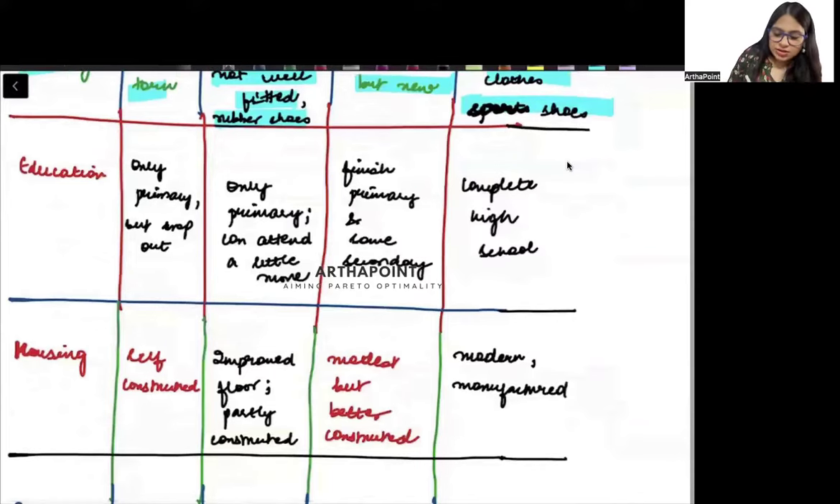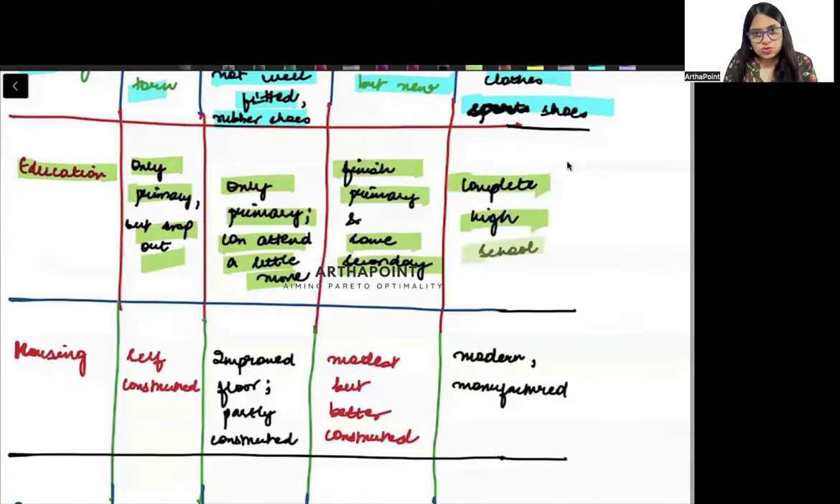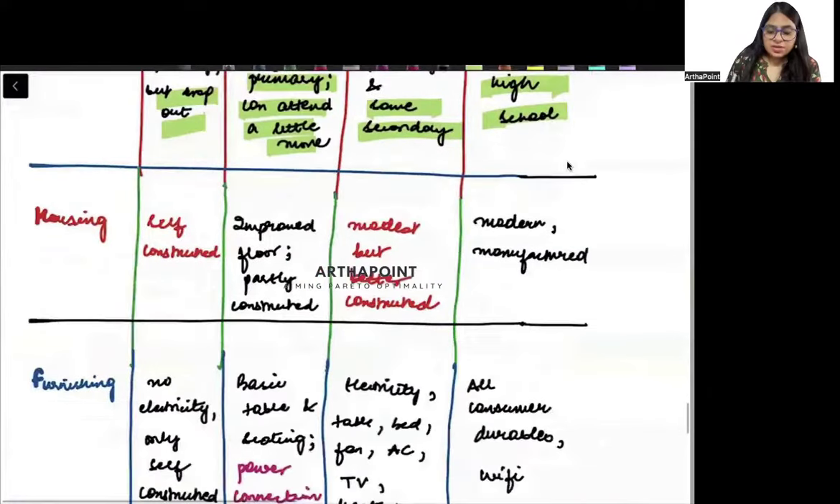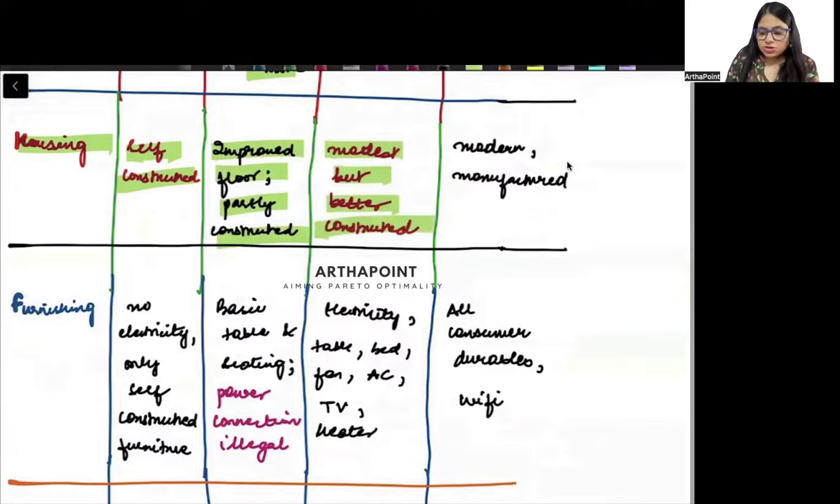फिर एजुकेशन में आते हैं. हियर बहुत डिफिकल्टी से प्राइमरी एजुकेशन, बहुत ज्यादा ड्रॉप आउट्स रहेंगे. हियर देयर इज प्राइमरी एजुकेशन बट यू कैन अटेंड अ लिटिल मोर. You can finish primary and some part of secondary and you can finish high school also. फिर हाउसिंग में आते हैं. हाउसेज आर सेल्फ कंस्ट्रक्टेड, कच्चा हाउसेज होते हैं. यहाँ पे कंपेरेटिवली बेटर होते हैं, इम्प्रूव्ड फ्लोर होते हैं बट पार्टली कंस्ट्रक्टेड होते हैं. दीज आर मॉडेस्ट एंड बेटर कंस्ट्रक्टेड. और यहाँ पे ये वाले जो होते हैं लास्ट में, दे आर वेरी मॉडर्न एंड मैन्युफैक्चर्ड हाउसेज.